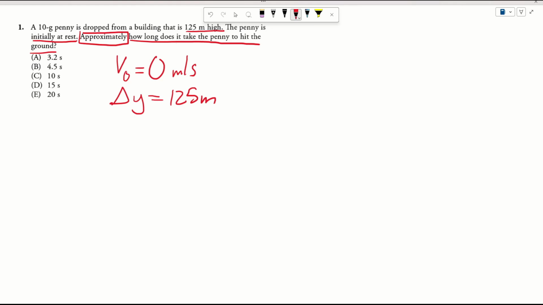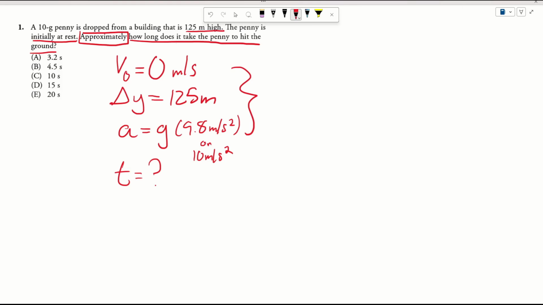The third thing we know is gravity, which is the acceleration, which is 9.8. A equals g, which is 9.8 meters per second squared. But for me, you could use 10 meters per second squared to keep your answers a lot simpler. The fourth thing, which we don't know, is how long it would take the penny to hit the ground. But as you see, we know three things. If we know three things, we could use one of the kinematics equations.